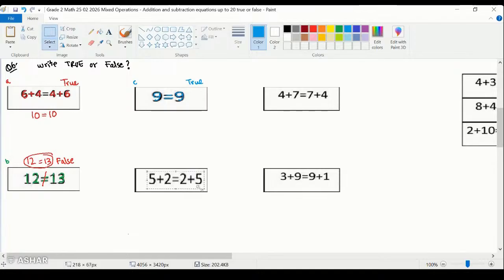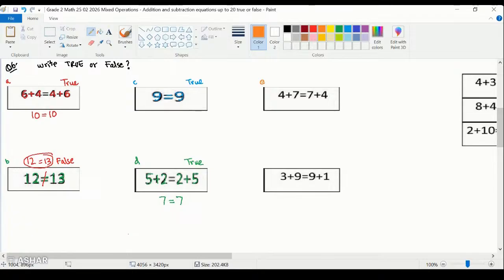Part D, it says 5 plus 2 and 2 plus 5. What is 5 plus 2? 5 plus 2 is 7, and 2 plus 5 would also be 7, right? And we can say 7 is equals to 7. This is a true statement. Agreed?